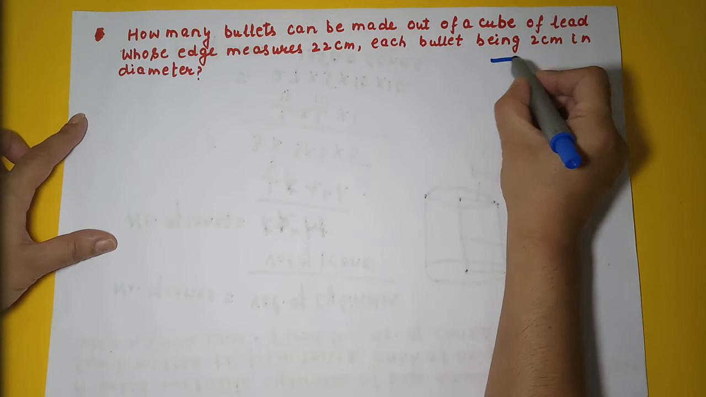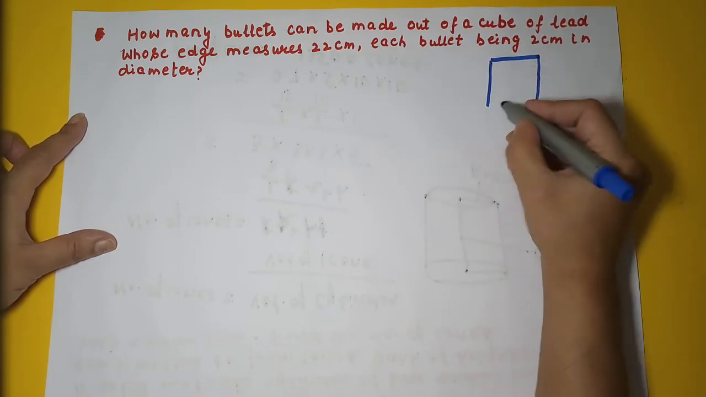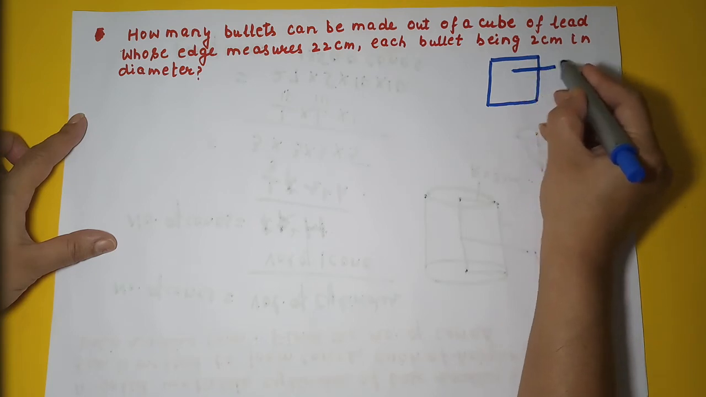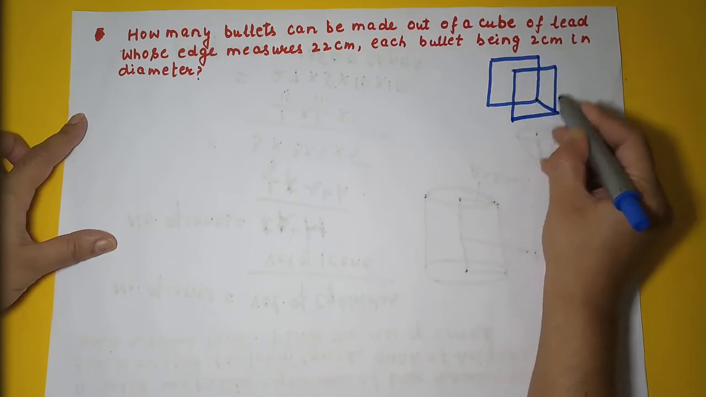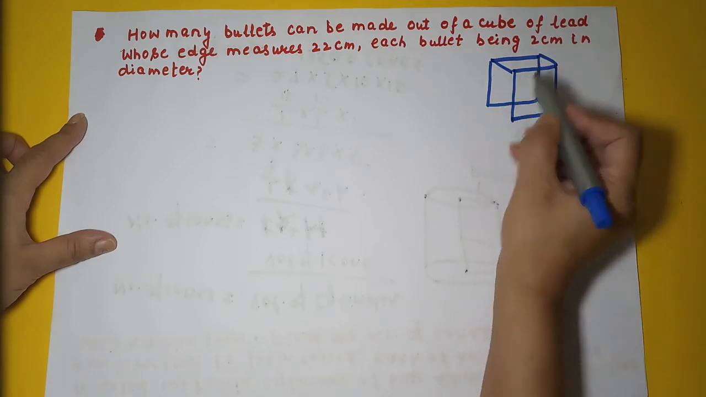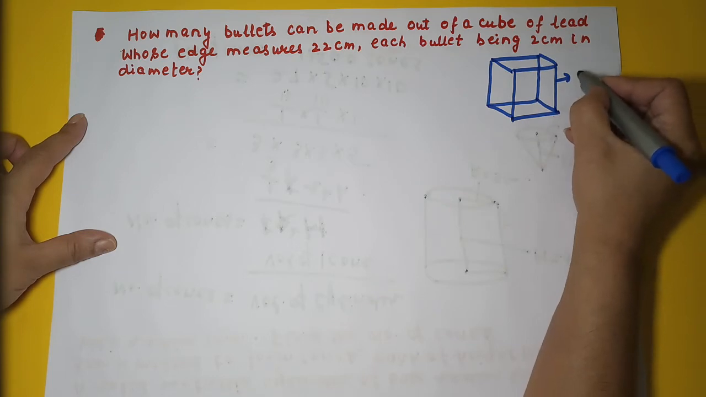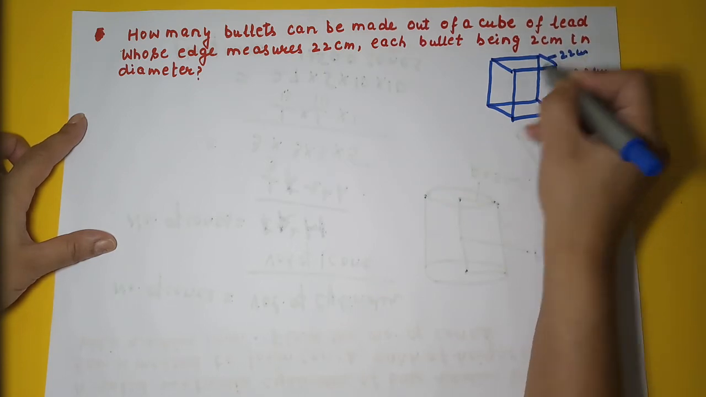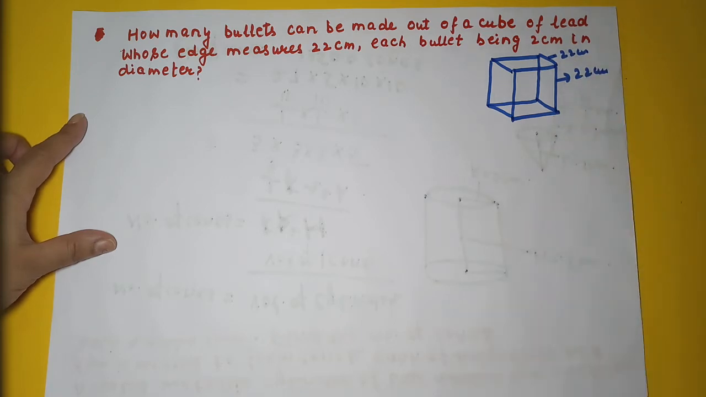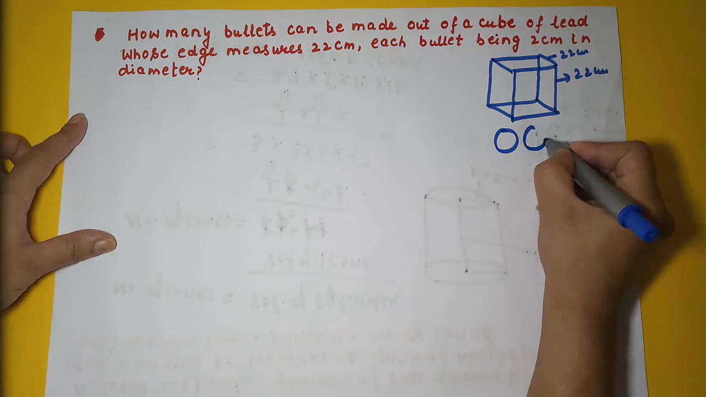Now, he has given us a lead cube, right? And he's saying that you're melting this lead cube, and when you melt it, you are making the lead shots out of this. The edge of the cube is 22 centimeters. That means all the sides will be 22 centimeters. Length, breadth and height will be 22 centimeters. Out of this, we are making the lead shots.